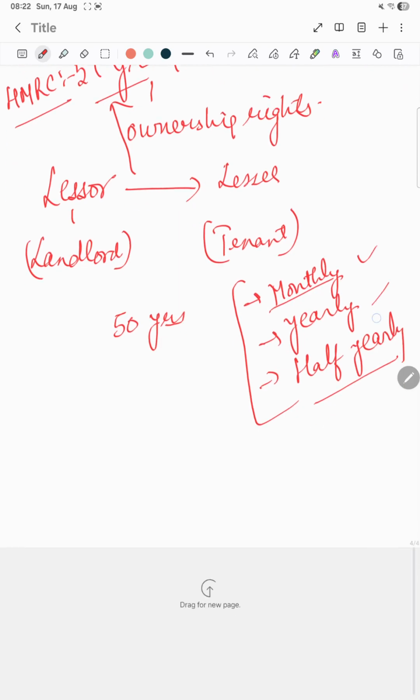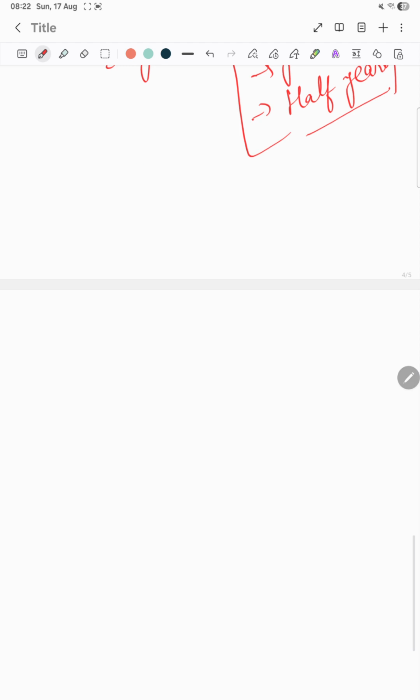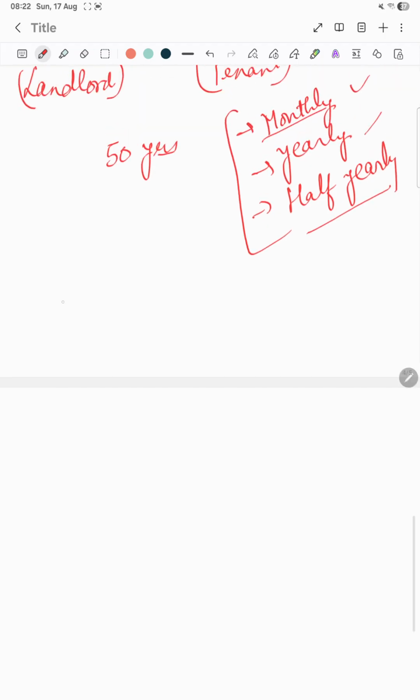But what if now the agreement is such that the property is provided for 30 years or 40 years? So HMRC says that this is a capital expenditure that the person has incurred on this property. But will rent never be taxable in that case? No, the rent will be taxable.